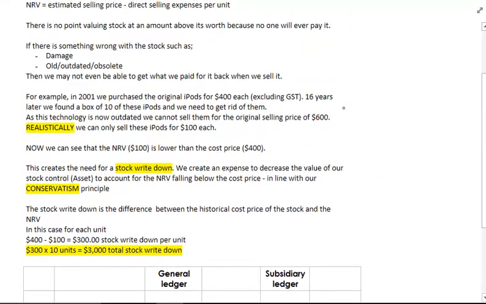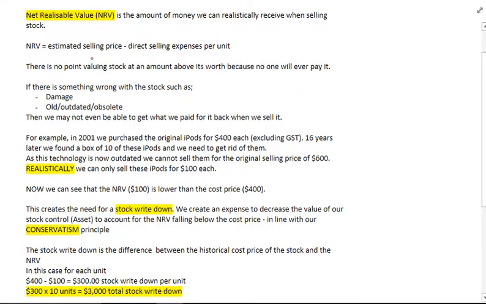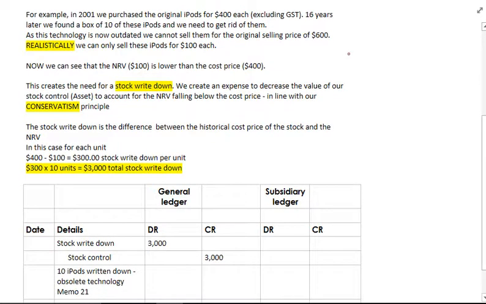So, following our NRV calculation, it is our estimated selling price, take away direct selling expenses per unit. In this case, we don't have any direct selling expenses per unit. So our NRV is simply going to be $100, because 100 take away 0 is 100. So now we can see that our NRV of $100 is lower than the cost price of $400. This means we need a stock write-down.